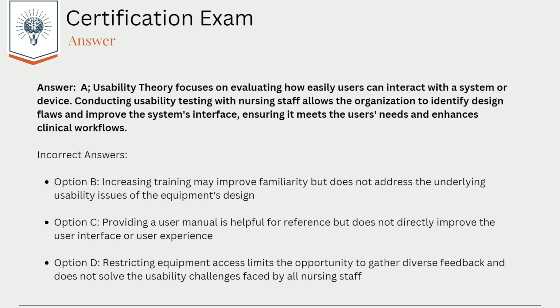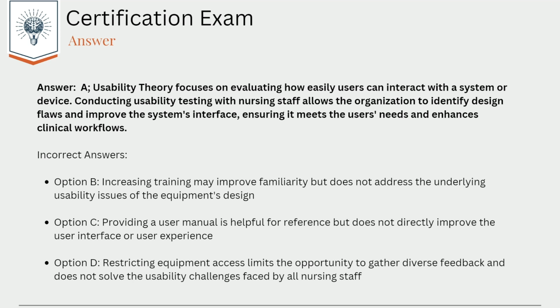So let's take a look at those other options. B, more training might help staff get used to the equipment, but it does not solve poor design. If a system isn't intuitive, no amount of training is going to fix it. Option C, user manuals are great for quick reference, but they don't address the core usability problems. Nurses need systems that are easy to use, not just instructions on how to work around confusing designs.